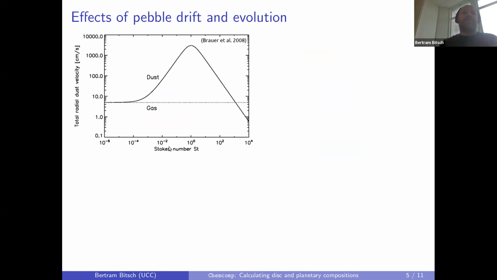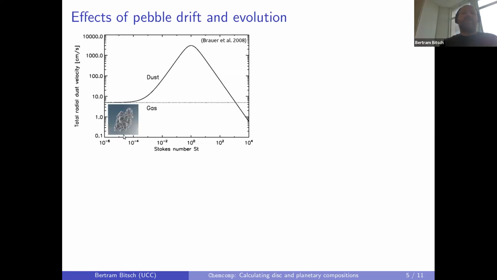And the essence is related to the fact that there's a velocity difference between the pebbles and the gas. You see here in this plot the total radial gas and dust velocity as a function of the Stokes number. So the Stokes number essentially is just a measurement of the size of the particle. This goes back to the Brauer 2008 paper. The dashed line corresponds to the gas velocity, and the black line corresponds to the dust velocity.